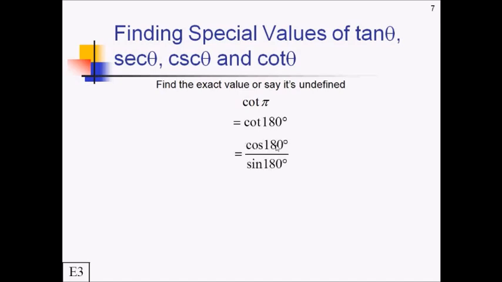We know cosine of 180 is negative 1, sine of 180 is 0, so we have negative 1 over 0, which is, ooh, that's interesting, undefined. So these functions that are actually just fractions involving sine and cosine, since they can all have a denominator of 0, they can potentially all be undefined at various spots.